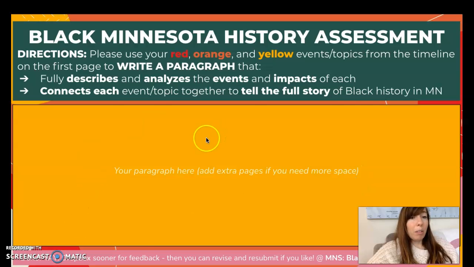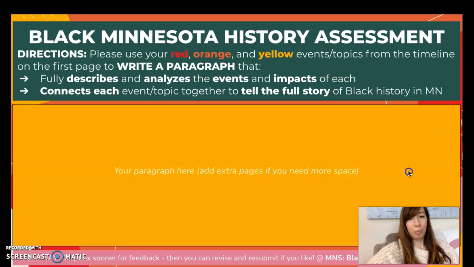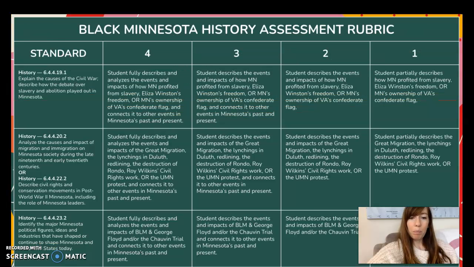So for example, I might choose to use Eliza Winston becomes free as my first event, then the lynchings in Duluth as my second, and finally the Chauvin trial as my third. I would then write about those three things and connect them all together in this paragraph. When you're done, drop it in Dropbox for feedback. Then you can revise and resubmit if you like at MNS Black Minnesota History Assessment.